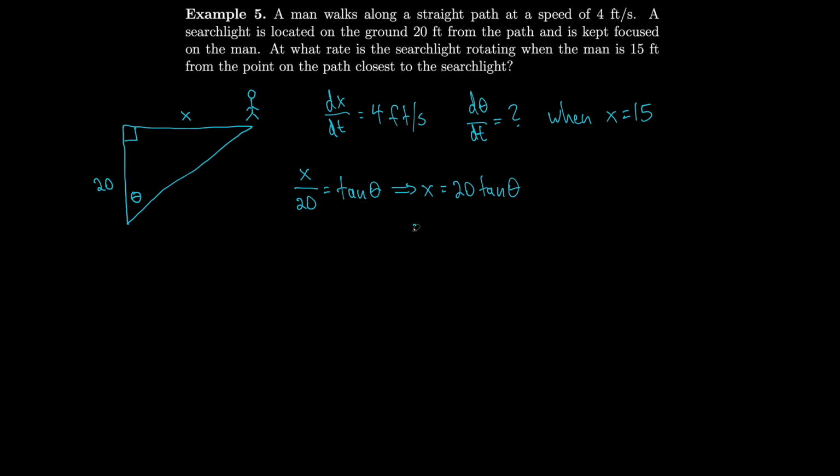Okay, so now we can take a derivative. dx/dt should be equal to, well, the derivative of tangent is secant squared, so 20 times secant squared theta, and then times d theta/dt by the chain rule. Then we can solve for d theta/dt by dividing by secant squared. So we have d theta/dt is equal to 1 over 20, but 1 over secant is cosine, so we can just make that cosine squared when we divide.